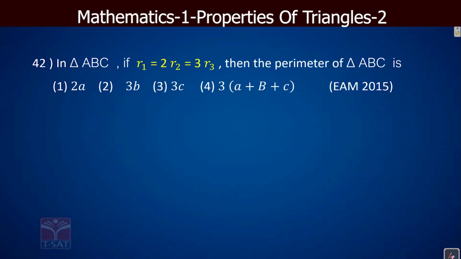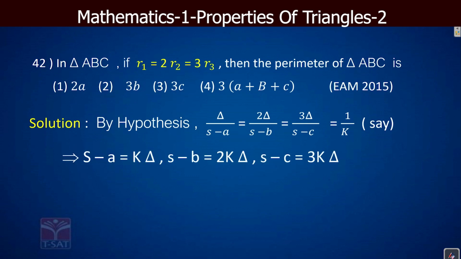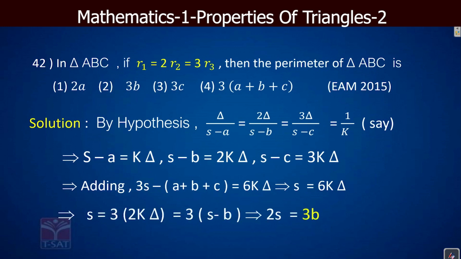Now by hypothesis, you know that r1 means delta by s minus a, r2 is delta by s minus b, and r3 is delta by s minus c. So by hypothesis, delta by (s minus a) is equal to 2 delta by (s minus b) is equal to 3 delta by (s minus c). Suppose each is equal to K, or 1 by K. Then s minus a is equal to K delta, s minus b is equal to 2K delta, s minus c is equal to 3K delta. So adding, you will get 3s minus (a plus b plus c) is equal to 6K delta, or s is equal to 6K delta, because a plus b plus c is equal to 2s. So now s is equal to 3 into 2K delta, which is 3 into (s minus b), or 2s is equal to 3b.